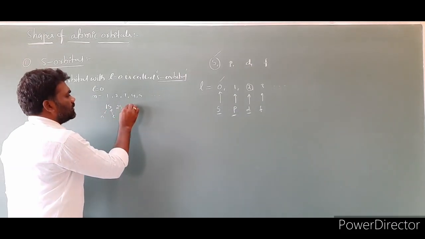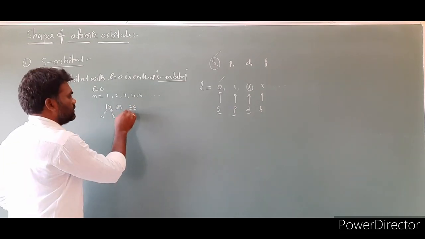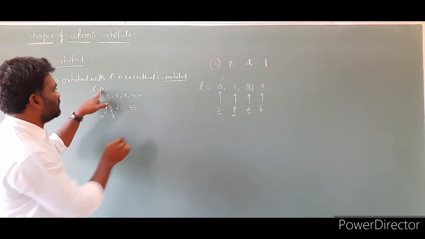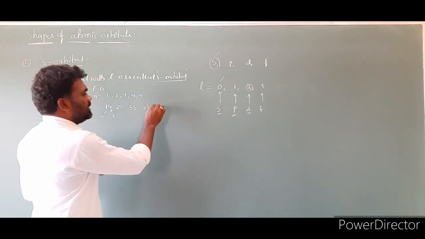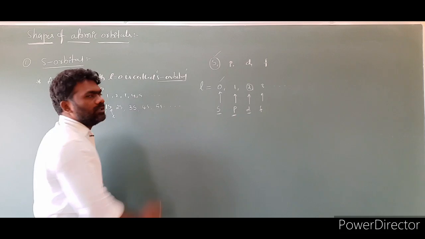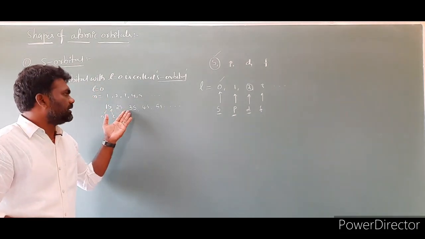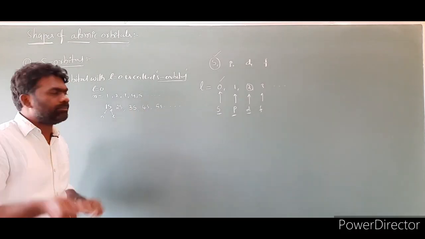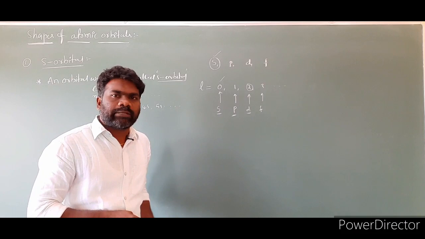For 3s orbital, n value is 3, L value is equal to 0. Then 4, 0, that means 4s. 5, 0, that means 5s orbital and so on. They are different types of s orbitals. They are 1s, 2s, 3s, 4s, 5s and so on. We are writing on the basis of principal quantum number and azimuthal quantum number. These are the different types of orbitals.